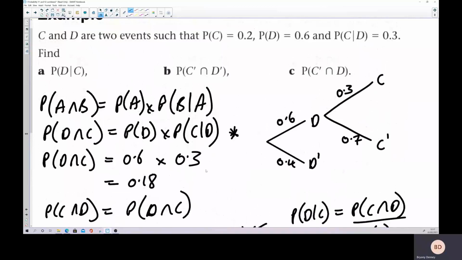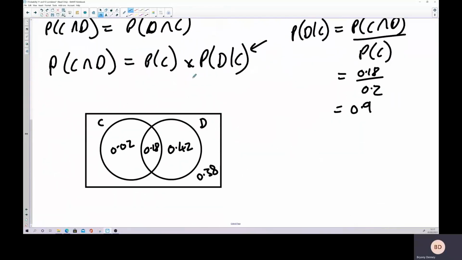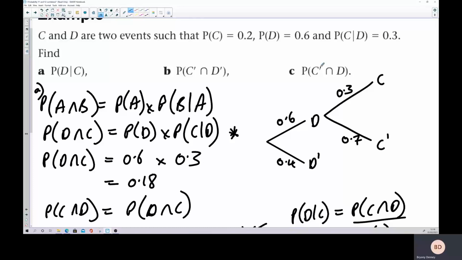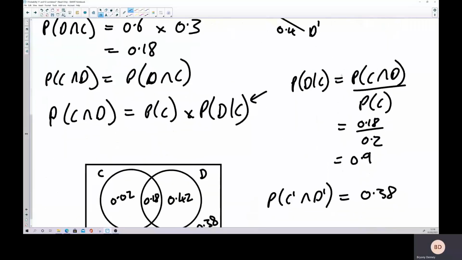Okay, let's answer the next bit here. So that was part A. So we want the intersection of not C and not D. So everything on the outside of C that intersects with everything on the outside of D. And that's just going to be this 0.38. And then the last question, where's the intersection of not C and D?